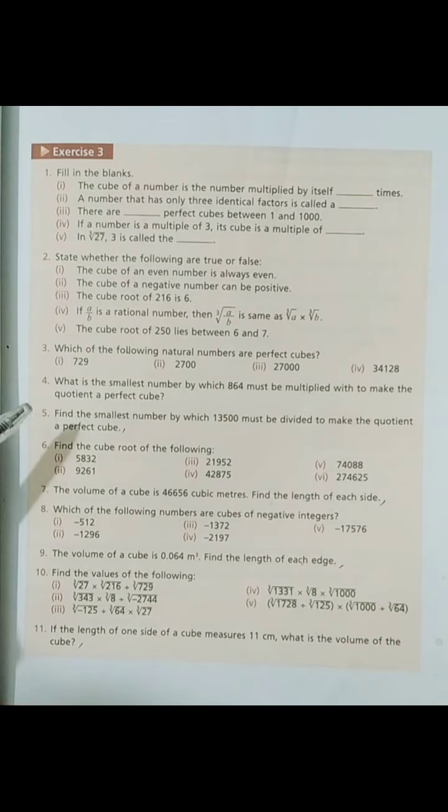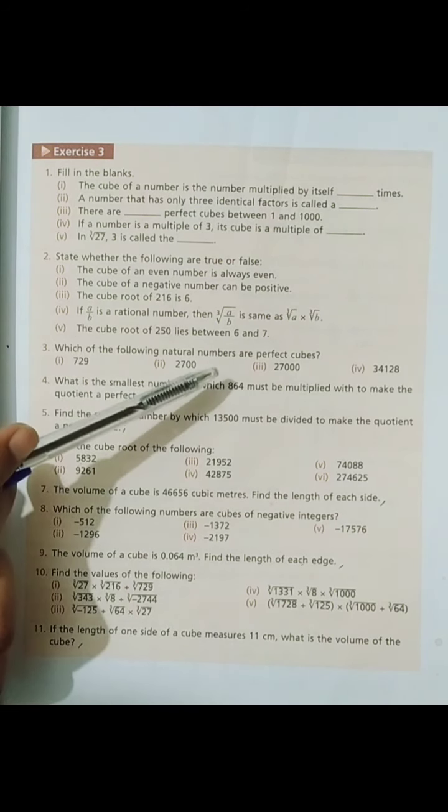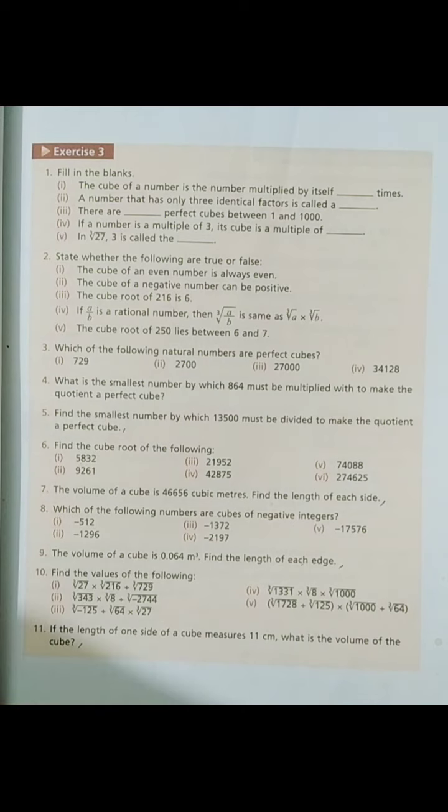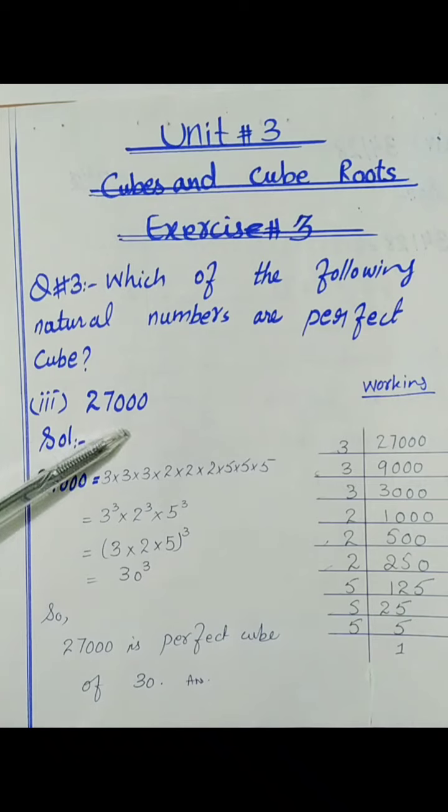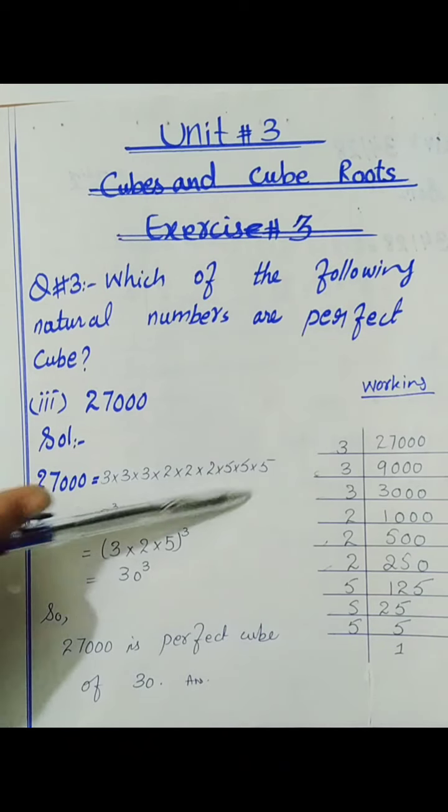Now we solve a question from exercise question number 3. Which of the following natural numbers are perfect cubes? So the first question we have 27,000. We factorize 27,000.